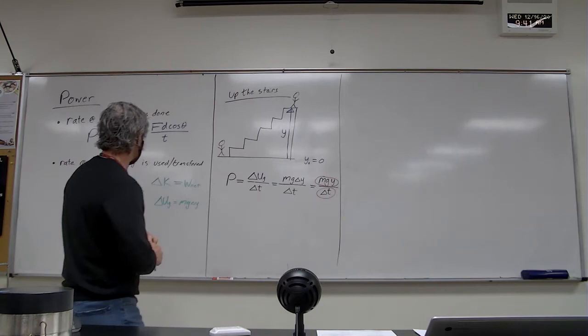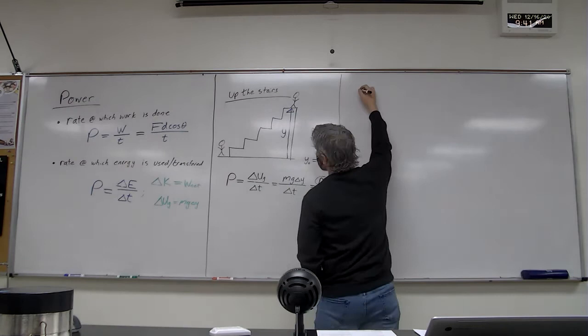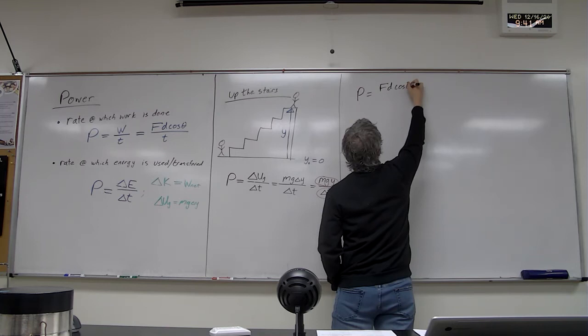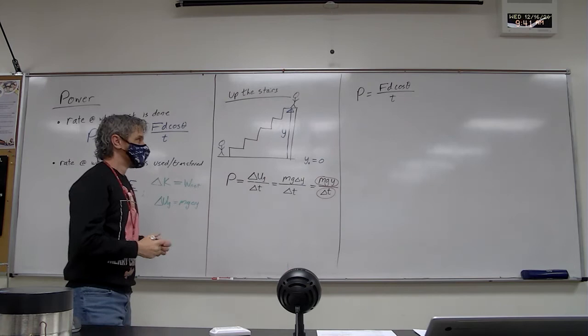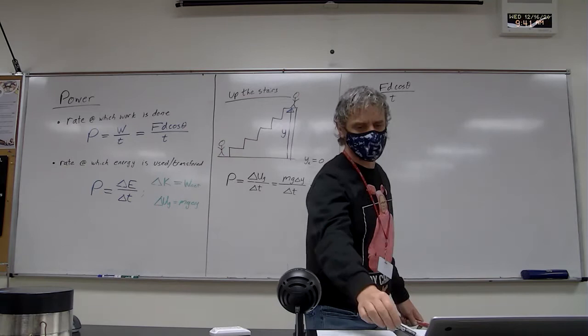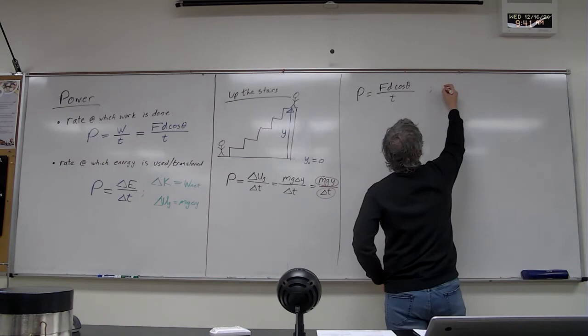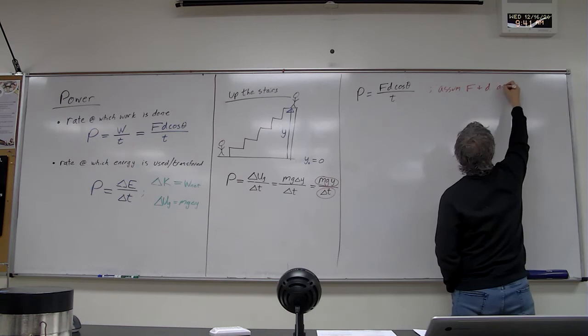All right. Going back to this thing, we got an equation: power equals force times displacement times the cosine of the angle, over the time. Let's say that you're driving in a car, and this doesn't have to happen. The cosine of the angle can always be in there. But let's say you're driving in a car. Let's just make an assumption here that F and D are parallel.